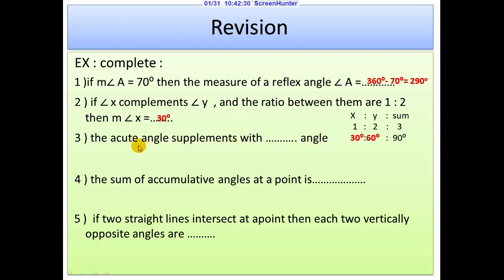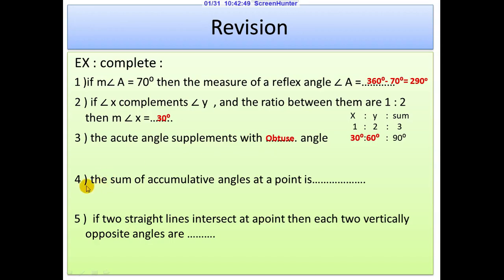By subtracting 40 from 180, for example, the answer will be 140 degrees. So the acute angle supplements with what? 140 means an obtuse angle. So it is a rule: the acute angle supplements with an obtuse angle.